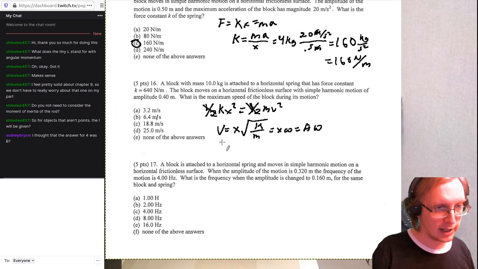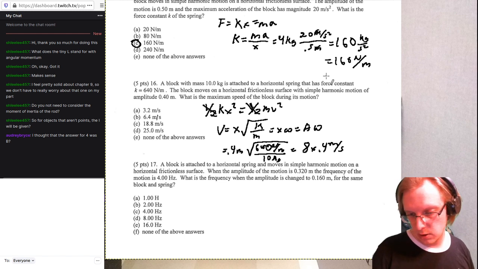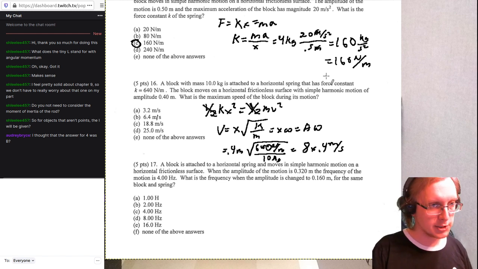So I believe we have all that information. That's 0.4 meters. Square root of k, which is 640 newtons per meter, divided by our mass of 10 kilos. So 640 divided by 10 is 64. Square root of 64 is 8. So that becomes 8 times 0.4 meters per second, which is 3.2.